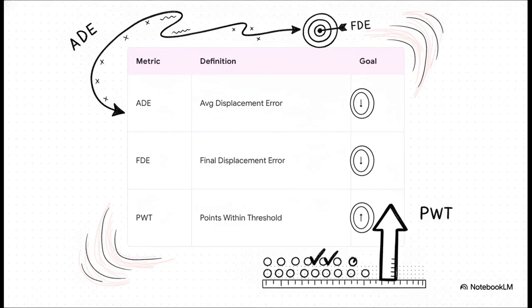First is ADE, or average displacement error, which looks at the entire journey. It measures the mean error across all predicted time steps. Then we have FDE, the final displacement error, which strictly looks at whether we hit the bullseye at the very end of the sequence. For both ADE and FDE, lower numbers are exactly what you want. And finally, there's PWT, or points within threshold. This measures strict accuracy thresholds in meters, basically calculating the fraction of points that landed exactly where they were supposed to. For PWT, you want that number to be as high as humanly possible.